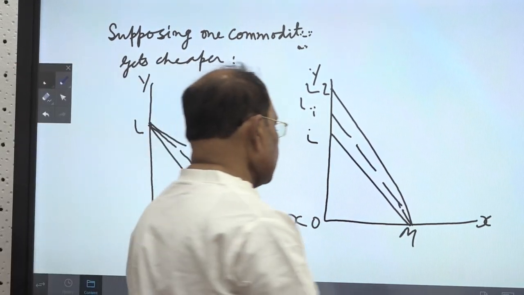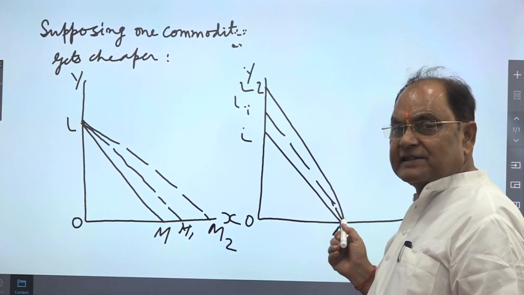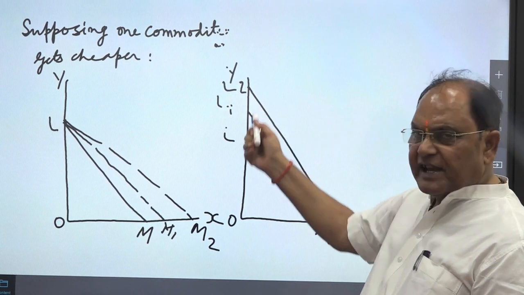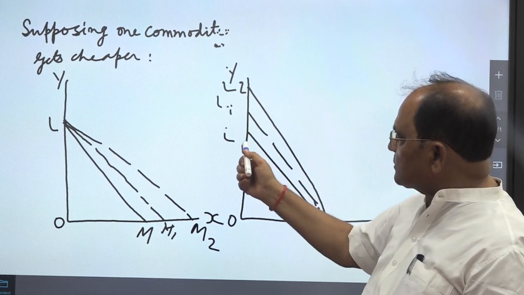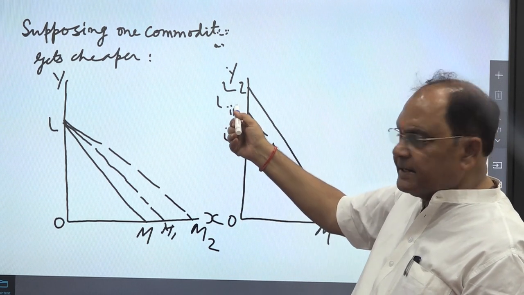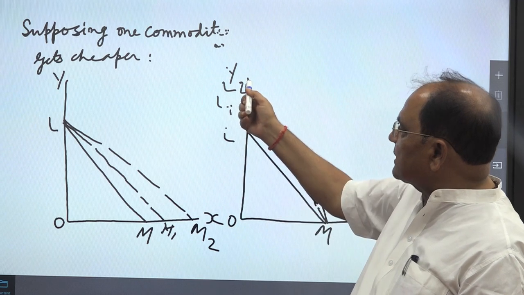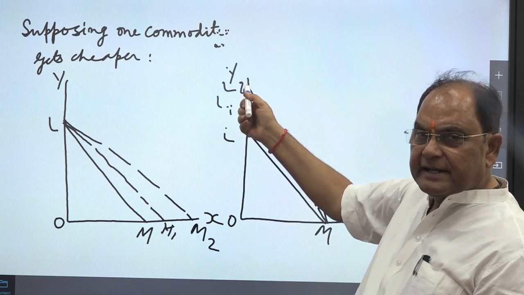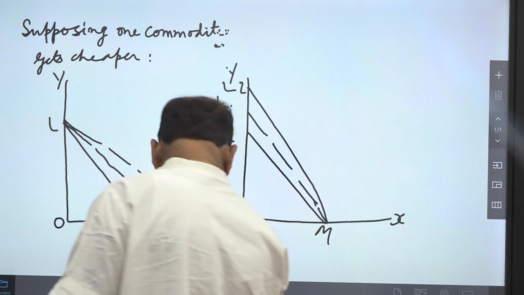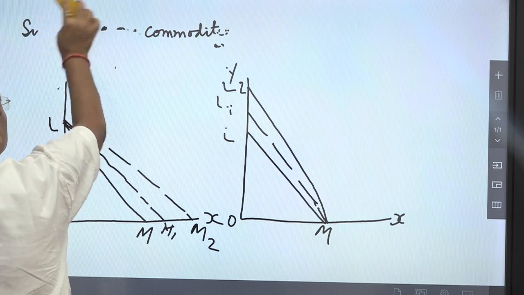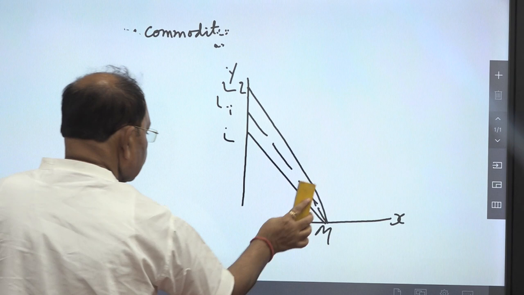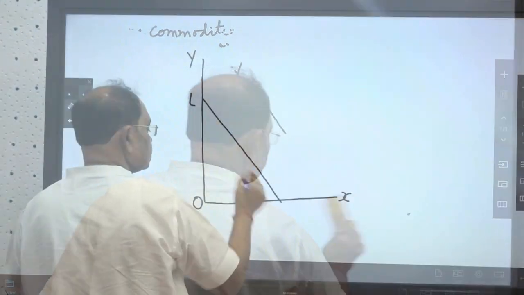Now what do you notice over here? This M point is unchanged. It's only that there is a change in Y on the Y axis. First only OL quantity was being purchased. Now OL1 quantity can be purchased. And even further, OL2 quantity of Y can be purchased. There may be another situation wherein the prices of both the commodities change.